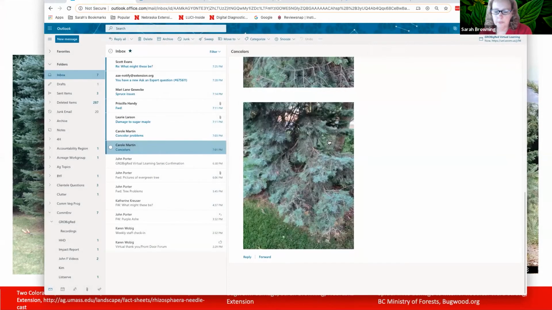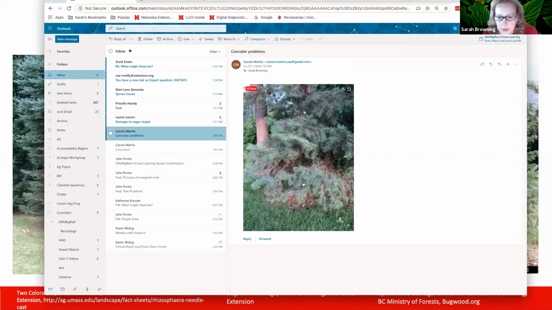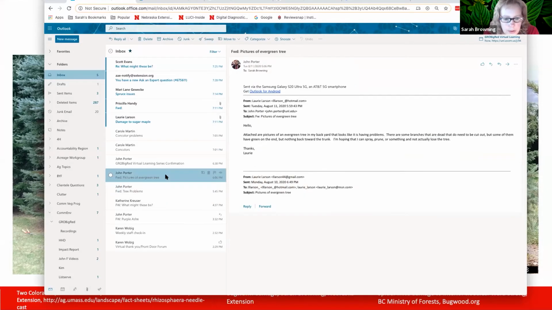And let's see, let me go. Carol had some, okay, so there's another picture. Let me go to this tree.